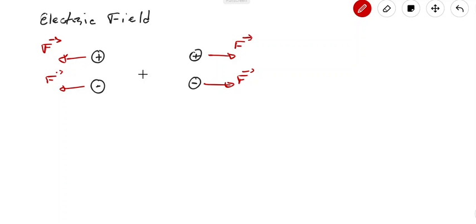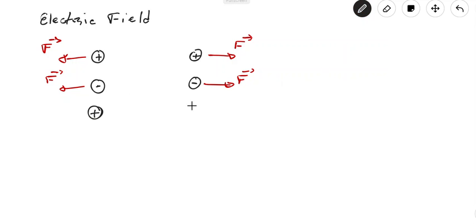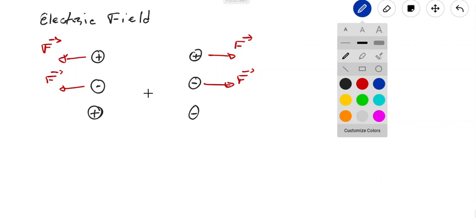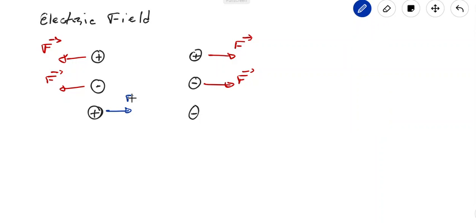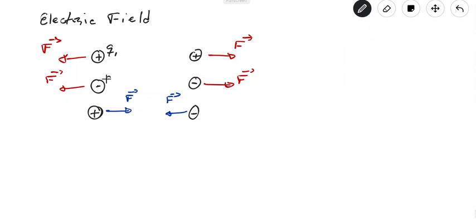And then if we have charges with different signs, so one positive charge and one negative charge, then we're going to have a force of attraction between those charges, no matter what the sign is. Let me say that this charge is Q1. This one is Q2.